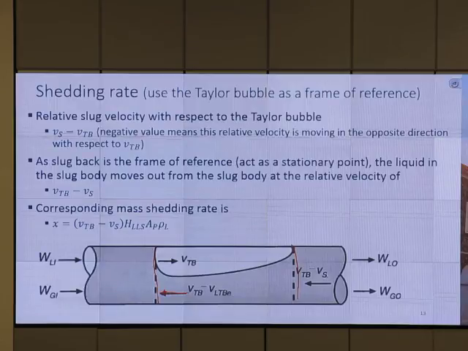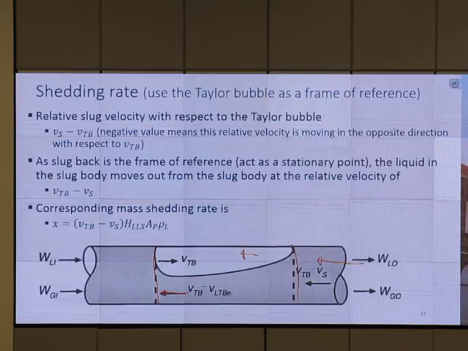If you look at the gas phase, gas moves through the slug body, right? In the slug body we have gas, and it goes to the gas pocket. So in the slug body, gas moves toward the boundary for the moving observer at the speed of VTB minus VS, right? And the cross-section area of gas is what? With VT, it's different from VL.